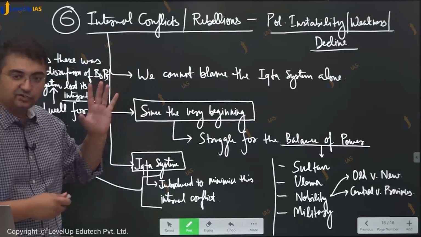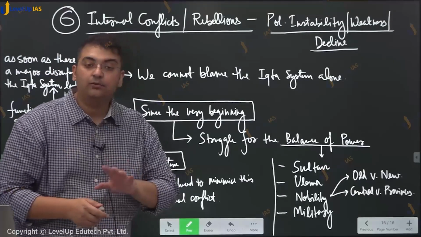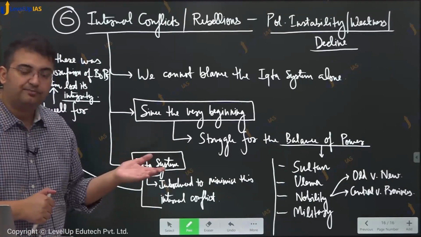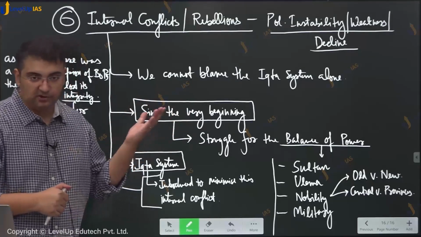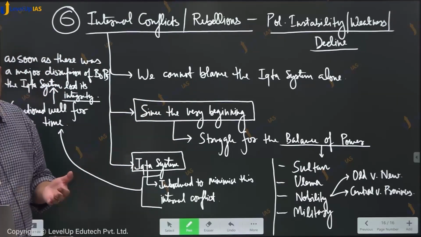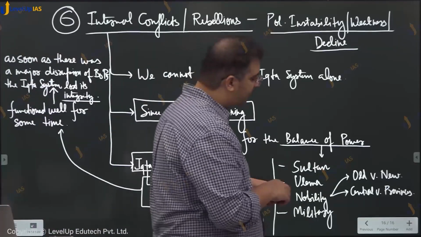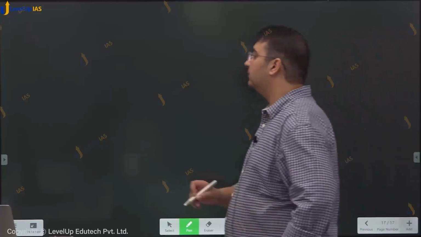It was an instrument of centralization insofar as there was no major disruption of the balance of power. Once the balance of power was completely disrupted, then the Iqta system also lost its integrity. Okay? So in this light, would it be correct to call the Iqta system feudal in nature? Feudal it was not. So write the conclusion.